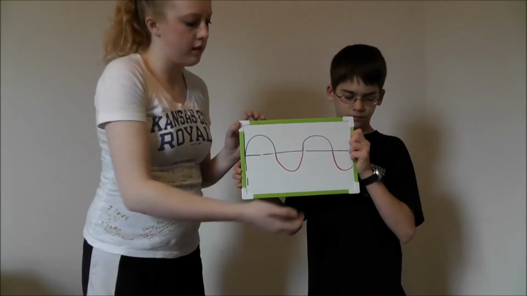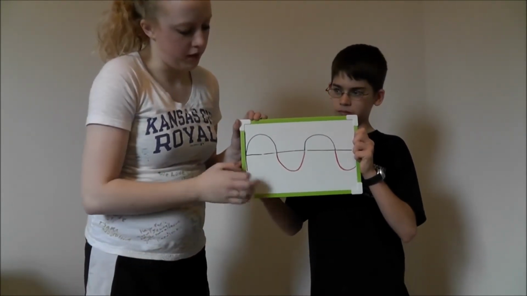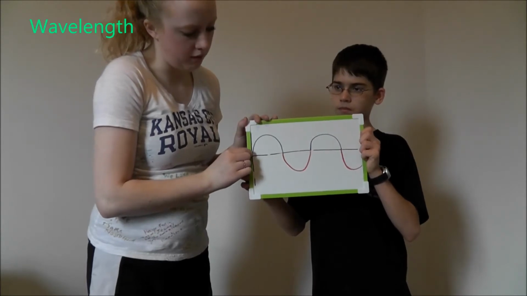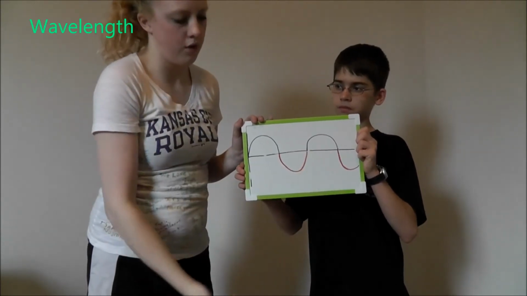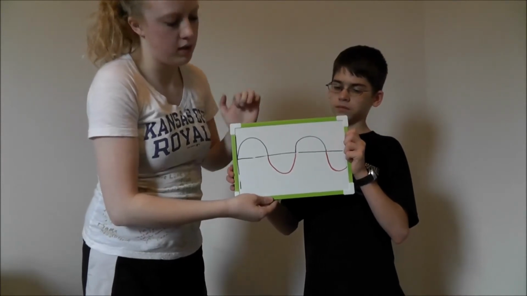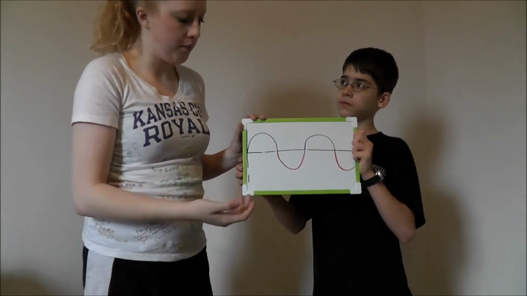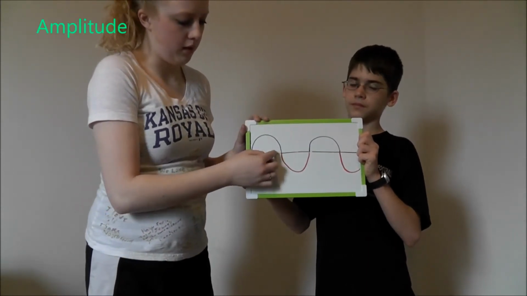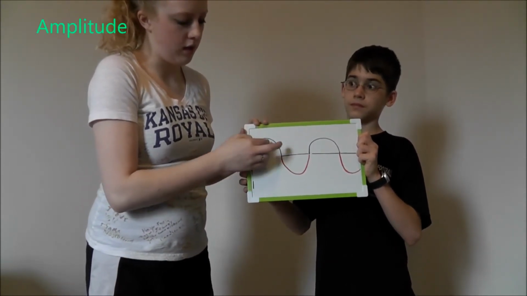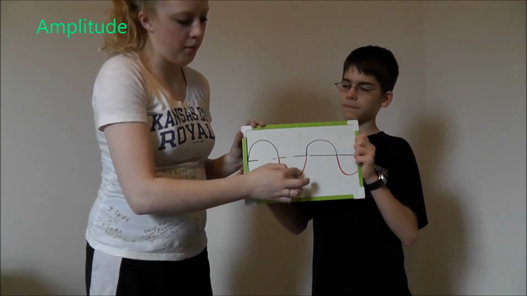So, if we were going to say that this was a distance graph, we would find the wavelength. So you would measure from the beginning of a crest to the end of a trough, or from the beginning of a trough to the end of a crest. Simple enough. And if you wanted to find the amplitude, you would measure from the point on this line where it's 0 to the top of a crest, or from this point when it's 0 to the bottom of a trough.